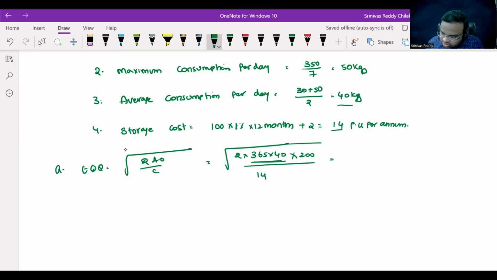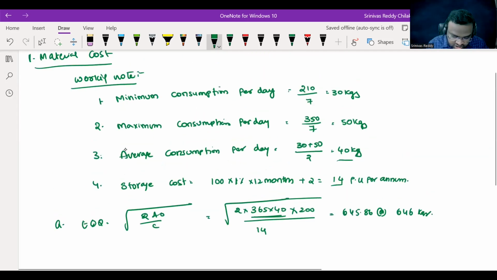So 2 into 365 into 40 into 200 divided by 14. So you are getting 645.86, which we are making into 646 kgs. So that is the economic order quantity, right?